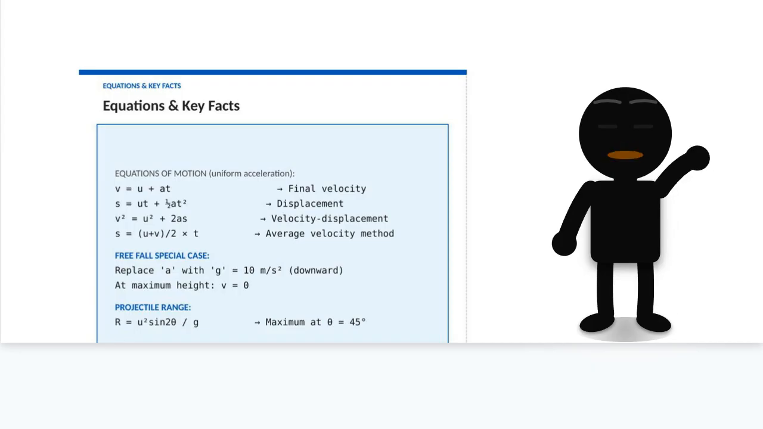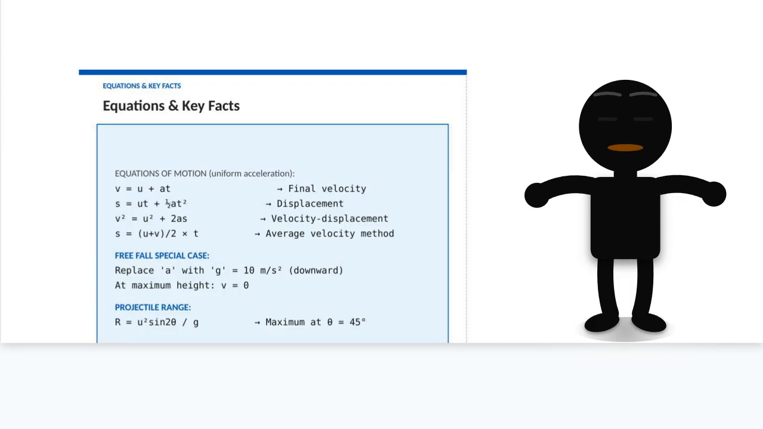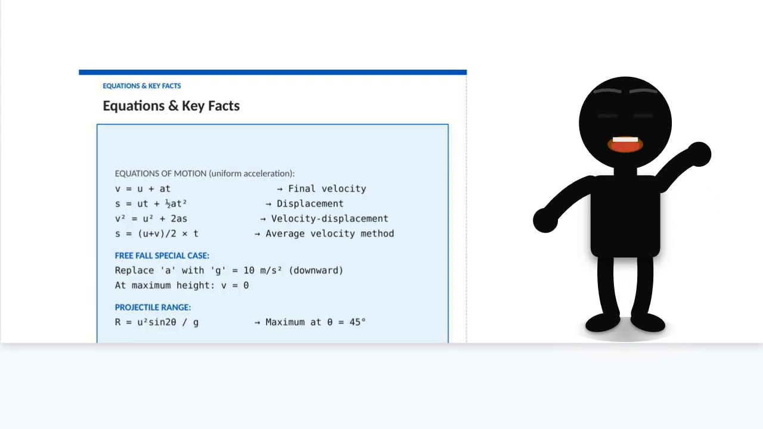The range formula for projectile motion, u squared times sine of 2 theta, divided by g, shows beautifully that maximum range occurs at 45 degrees, because sine of 90 degrees equals 1, which is the maximum. Memorize all four equations of motion, you need them in every physics section of NEET.